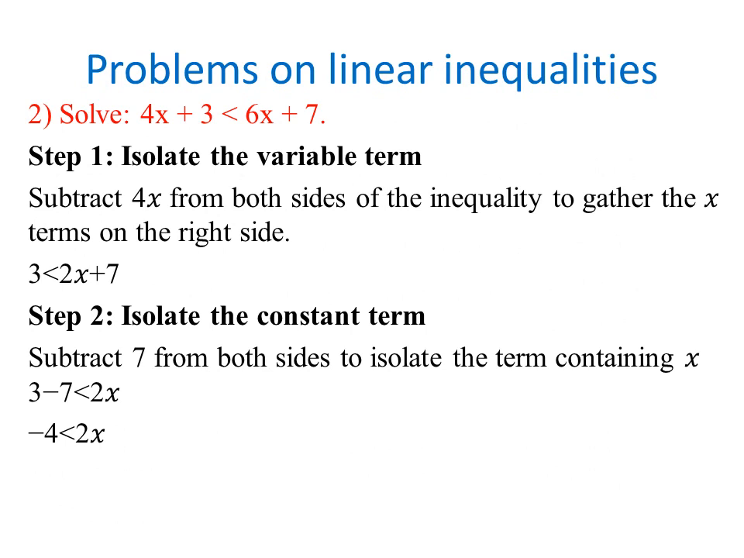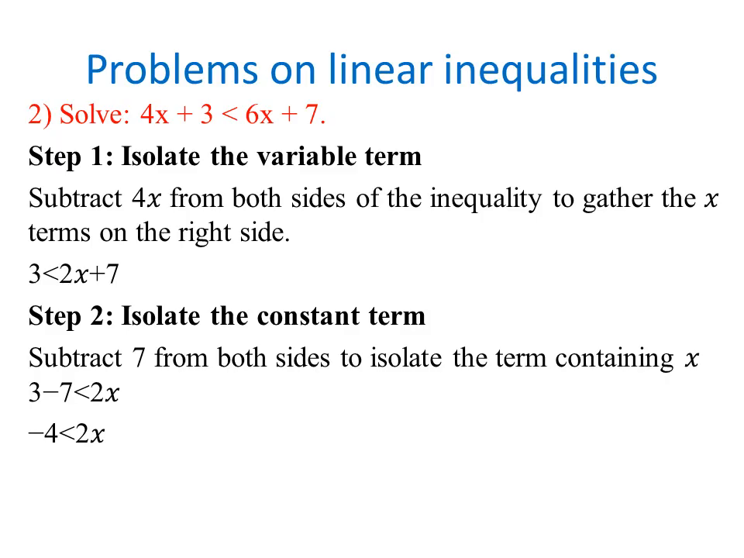Let us see one more problem: solve 4x plus 3 is less than 6x plus 7. This is also a problem solved in steps. In step 1, we isolate the variable term. That means subtract 4x from both sides of the inequality to get the x terms on the right side. Therefore, the inequality becomes 3 less than 2x plus 7.